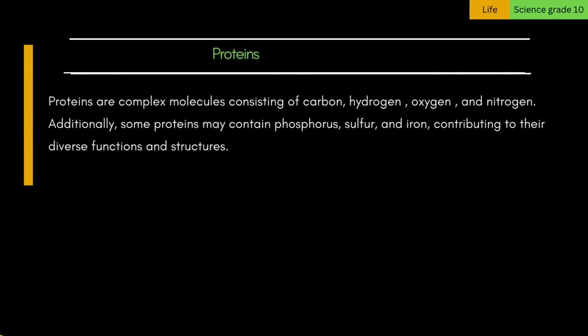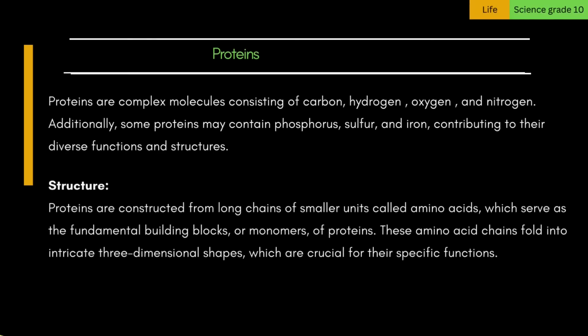Proteins. Proteins are complex molecules consisting of carbon, hydrogen, oxygen, and nitrogen. Additionally, some proteins may contain phosphorus, sulfur, and iron, contributing to their diverse functions and structures. Structure. Proteins are constructed from long chains of smaller units called amino acids, which serve as the fundamental building blocks, or monomers, of proteins.